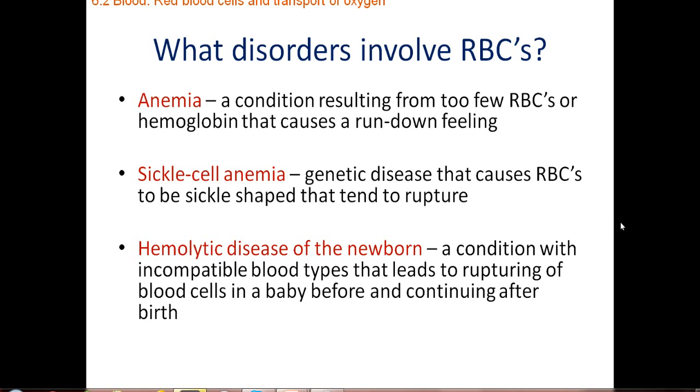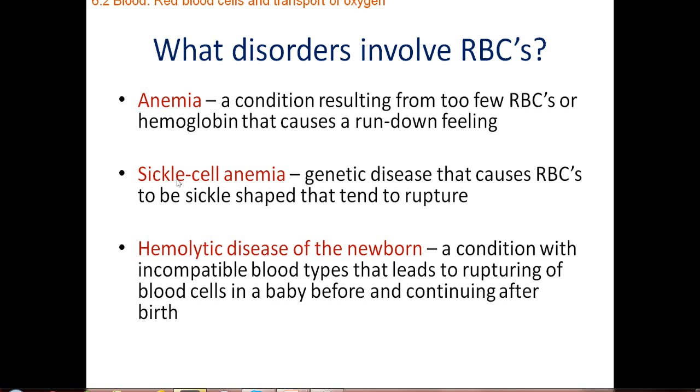Okay, disorders in red blood cells. So here's three. Anemia is when you don't have enough red blood cells, or maybe you don't have enough iron, so you can't make enough hemoglobin. Lots of times it makes you really tired. They feel run down, they don't know what's happening. So they'll check this, and sometimes they'll give you iron.